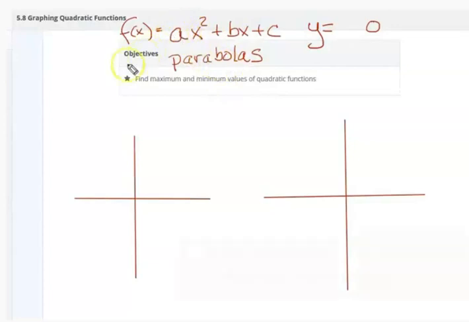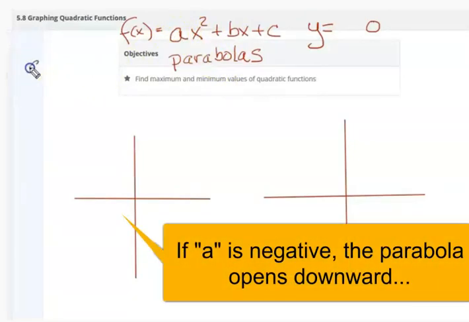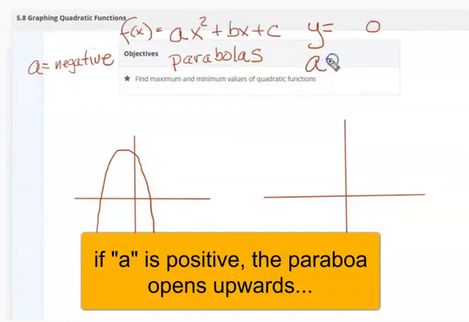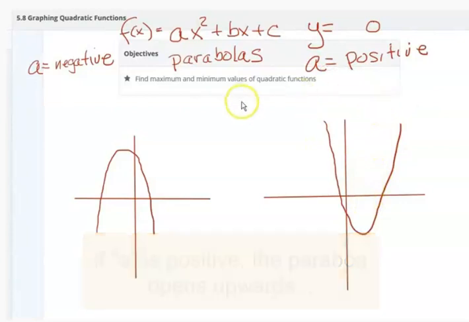Now the A term, and again, take some notes on this as we go along. If the parabola looks like this, we say it opens downward. Now, if the A term is positive, the parabola looks like this, and we say it opens upward. So we'll add a few more vocabulary words.